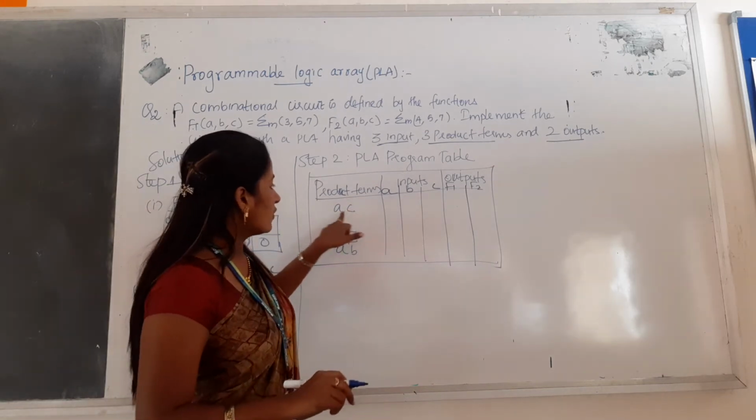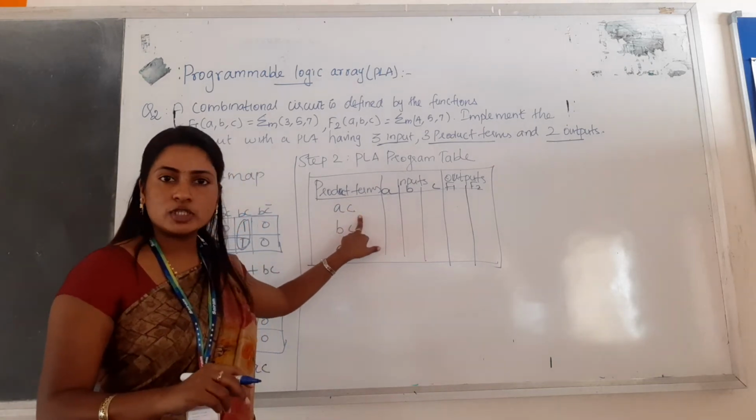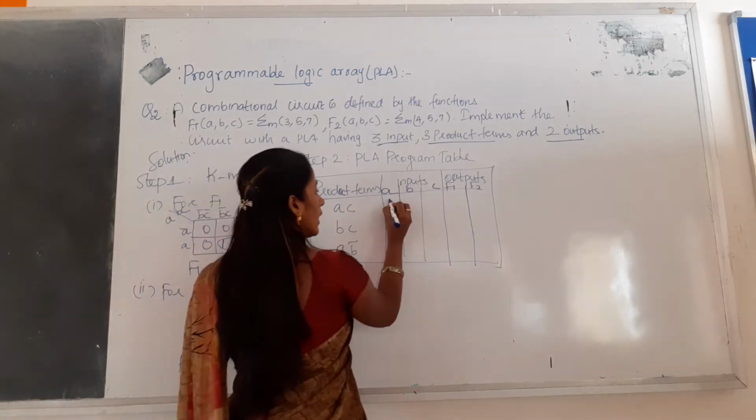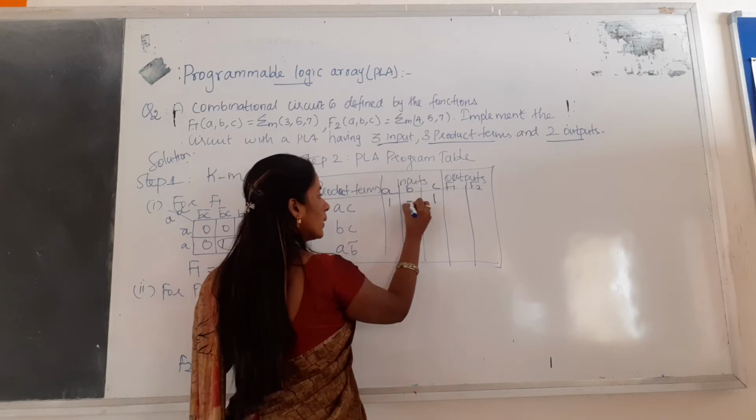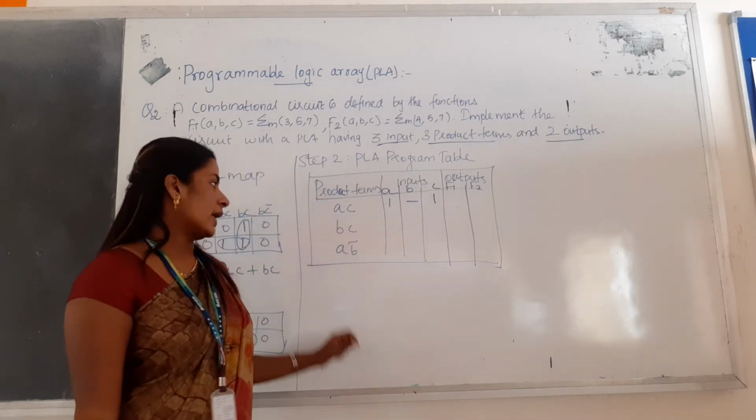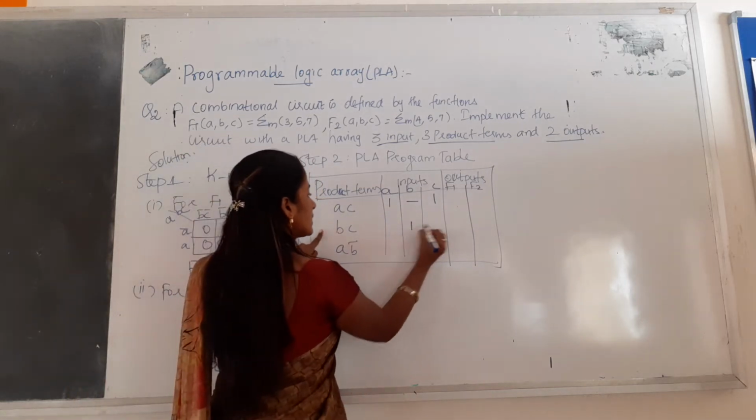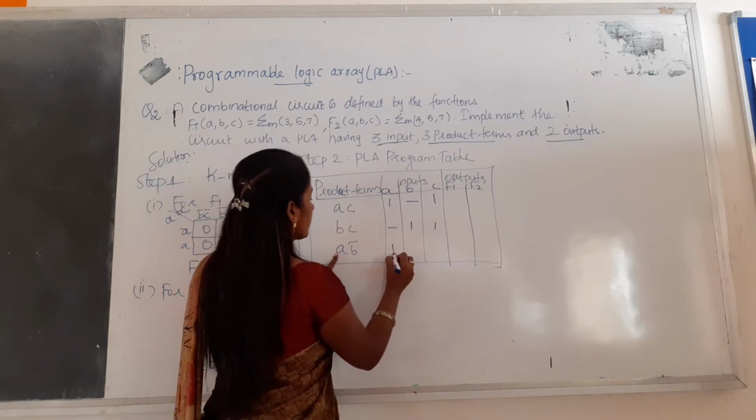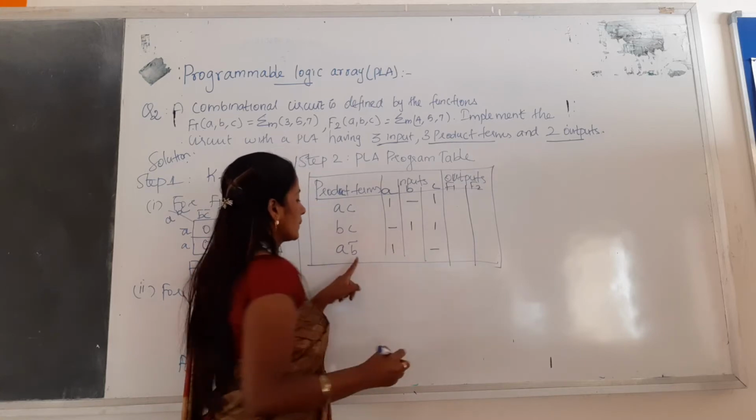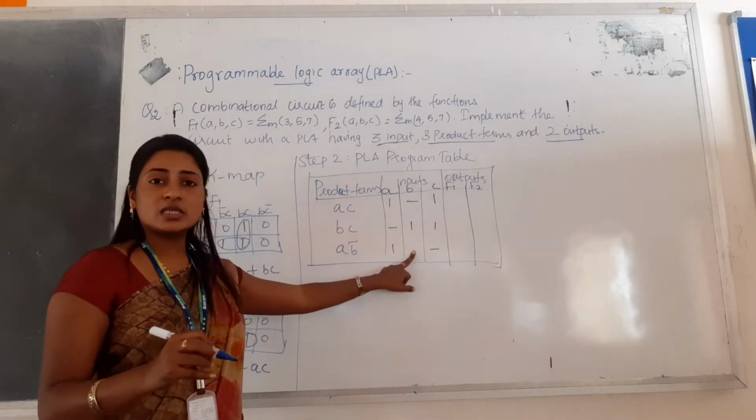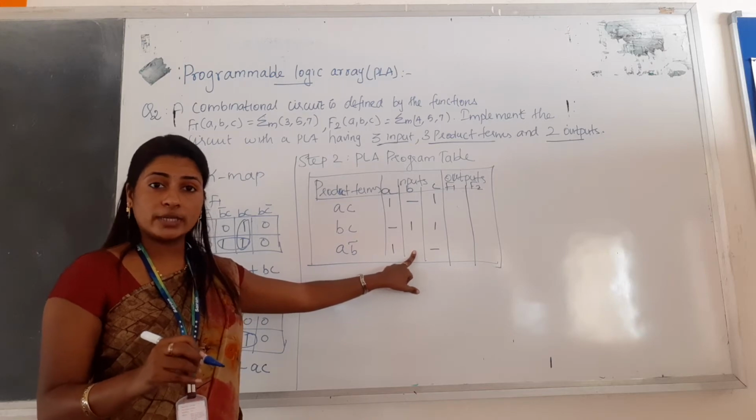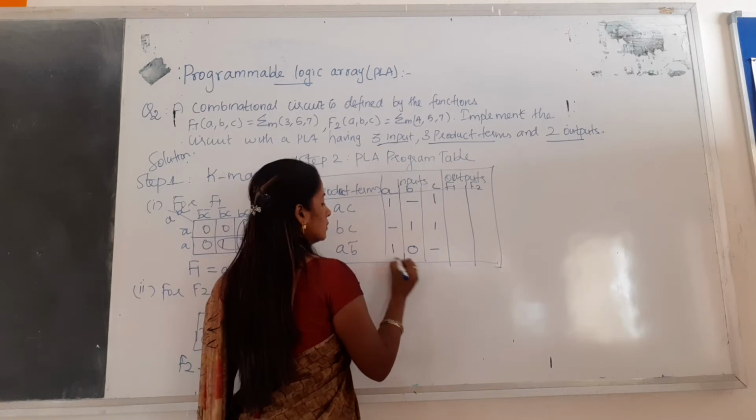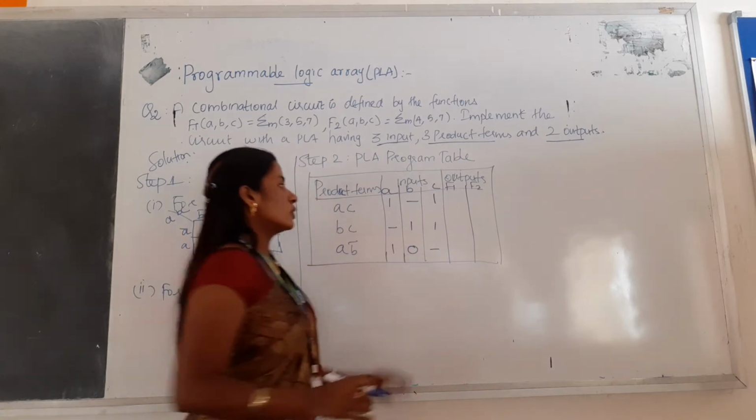In the first product term I have A and C. There are only 3 product terms. So A is 1, C is 1. There is no B, so B you put a dash. Then B and C are 1, A is a dash. Then AB bar: A is 1, C is not there, so dash, and B bar is there, so what I have to put here? 0 I should put. Okay, so inputs are over.